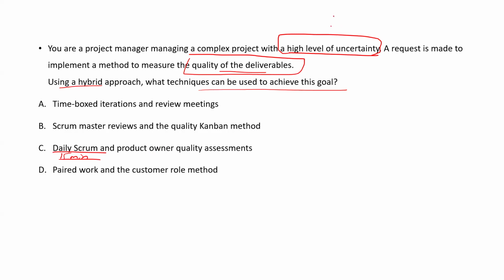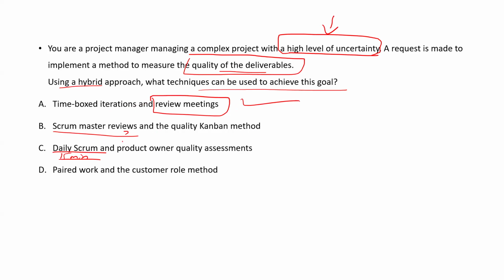And when we are saying high level of uncertainty, the Scrum Master will check the quality of the product. We check the product in the review meeting. So you have to find an answer with the review meeting. A is the answer. Yes, Elza. We check the deliverable in the review meeting.